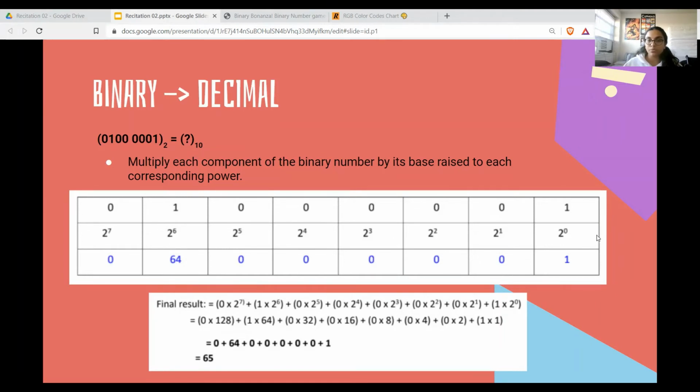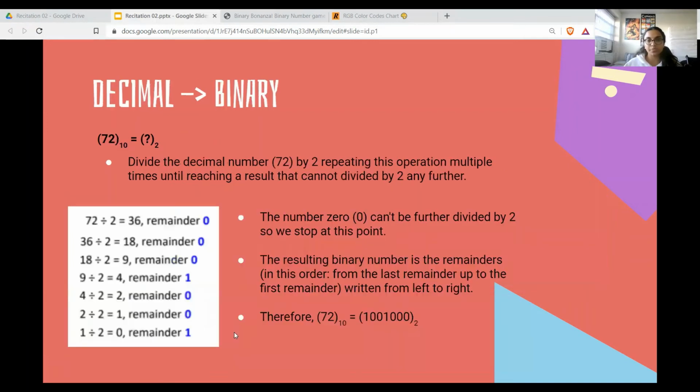When you do the conversion, you have to do 1 into 2 raised to 0, which is 1. Then 0 into 2 raised to 1, which is 0. Then 0 into 2 raised to 2, which is 0. Like this, you will get all the terms, and then you have to eventually sum it all, and then you can get the decimal representation.